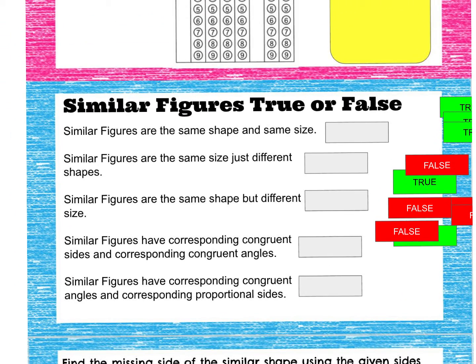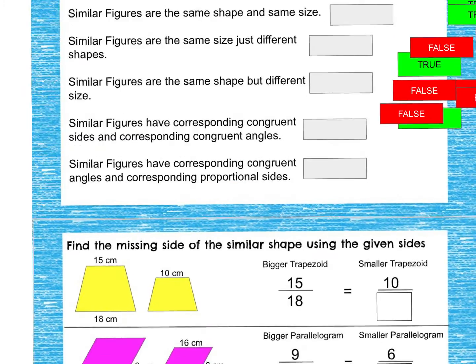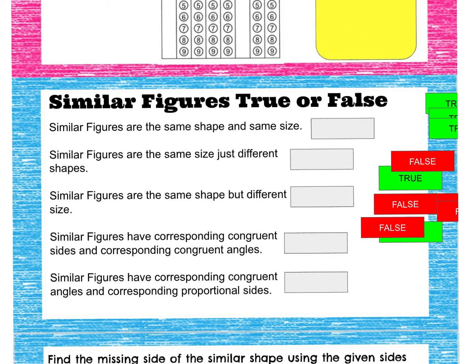All right, this one is asking you to figure out true or false. Similar figures are the same shape and same size. Same shape is good, but it can't be the same size because one is smaller than the other, right? So it's false. Similar figures do not have the same size and different shape. Same size is not good, right? Of course, it cannot be a different shape. They need to be a similar shape. False.